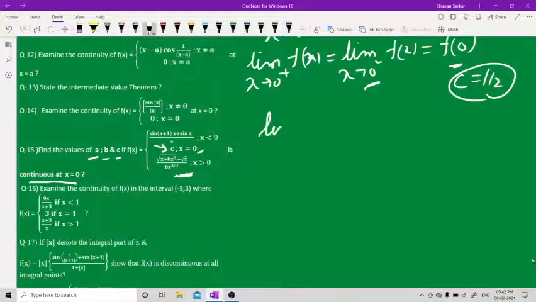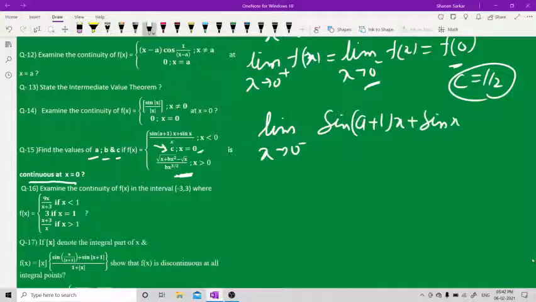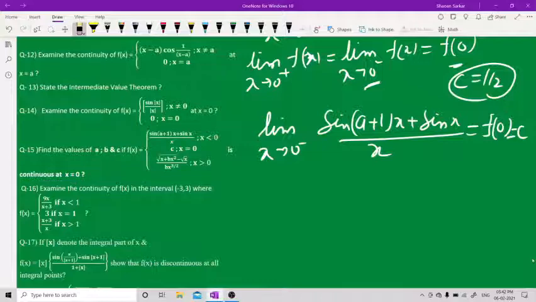Now limit x tending to 0 minus of (sine of (a plus 1)x plus sine x) upon x is equal to f(0), and f(0) is what? Again c. F(0) is again this c. This is equal to c. Now let's rub all this.